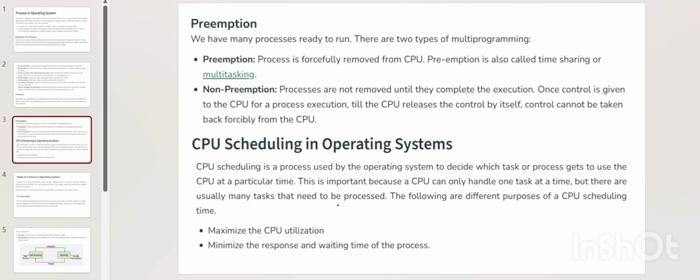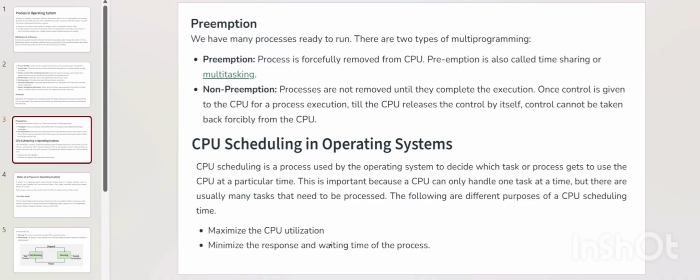And also there are various terminologies which are related to CPU scheduling, such as arrival time, completion time, burst time, turnaround time, etc. Also we have waiting time as well. Now there are various different scheduling algorithms. We can classify CPU scheduling algorithms in two types: preemptive and non-preemptive. Some examples of preemptive CPU scheduling algorithms are shortest remaining job first, priority scheduling, round robin scheduling. And examples of non-preemptive CPU scheduling are first come first serve, shortest job first.